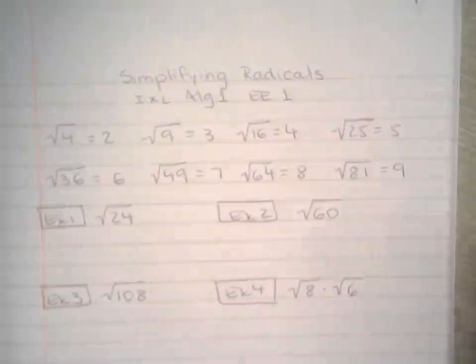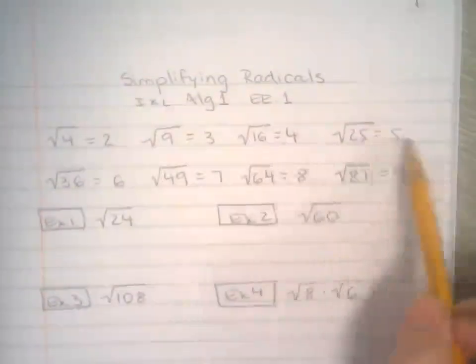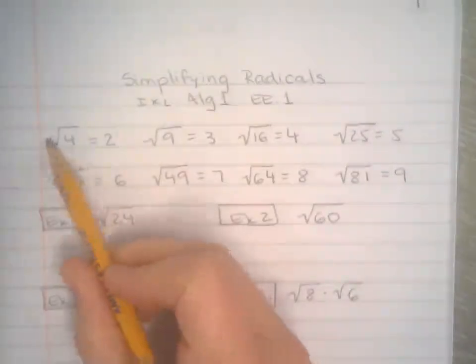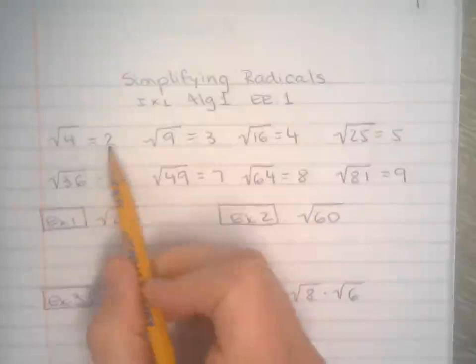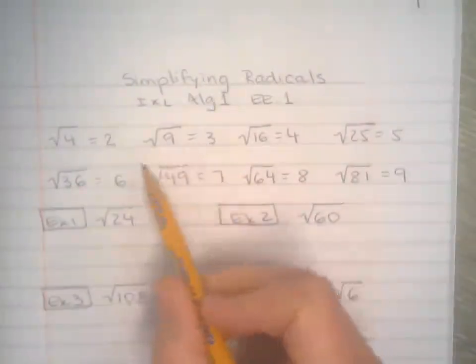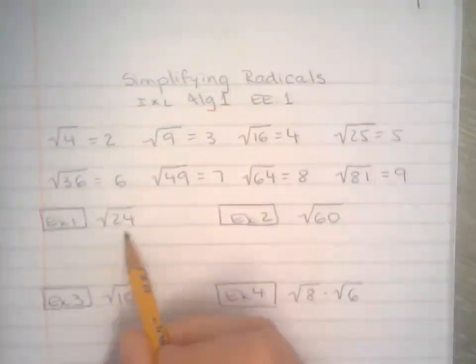So we're simplifying radicals. Here you have the list of all the perfect squares. So 4 is a perfect square because when you take the square root of 4, you get 2. When you take the square root of 9, you get 3. And the reason why we're going to use all of those is to simplify the square roots.